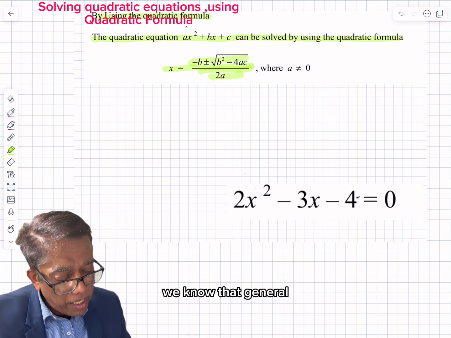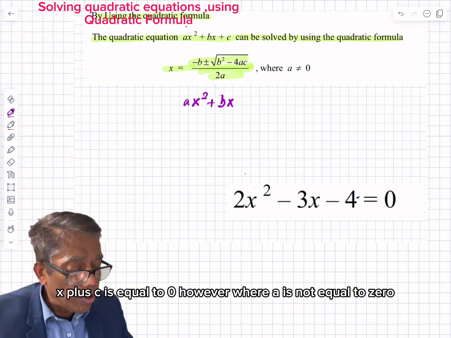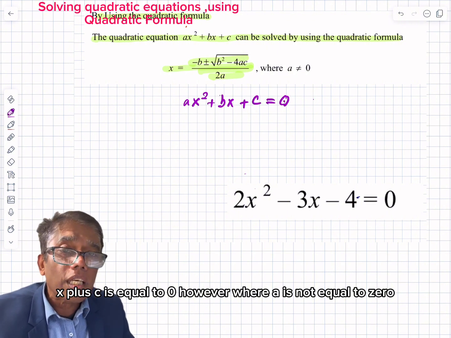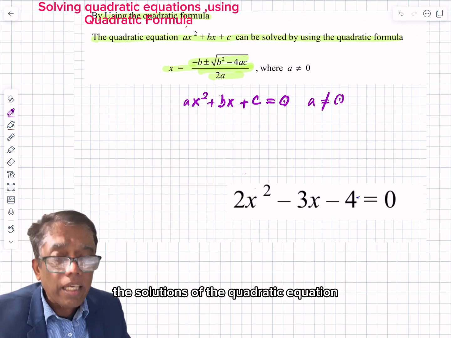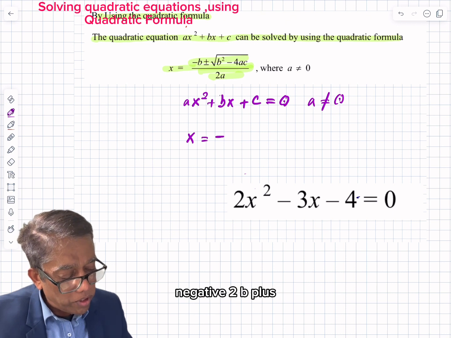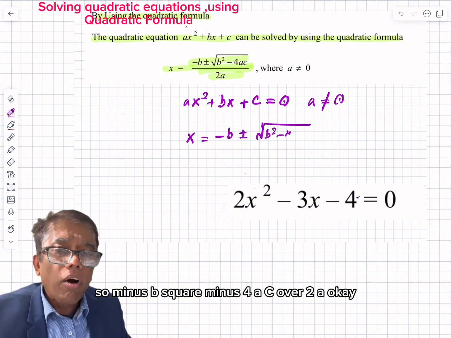Actually, we know that the general form of the quadratic equation can be written as ax² + bx + c = 0, where a is not equal to 0. Then x can be written as the solutions of the quadratic equation: (-b ± √(b² - 4ac)) / 2a. Okay.